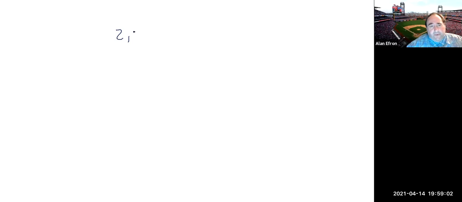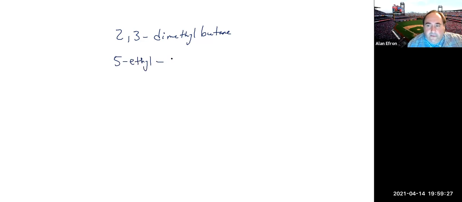So let's say we had 2,3-dimethylbutane, and we wanted to write the structure for it, or draw the condensed formula for it. Let's also say we had something kind of weird, like 5-ethyl-3-methyloctane. You may be looking at these and thinking, whoa, this is probably going to be kind of hard to do. So let's say we want to write the condensed structure for each of these.